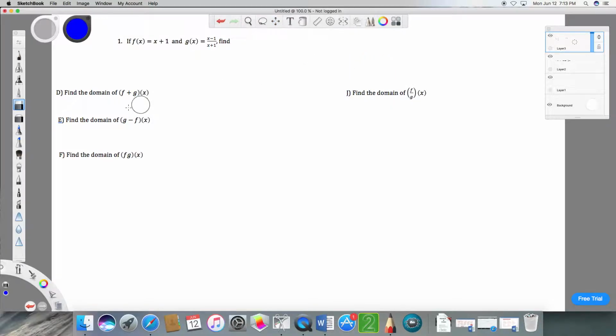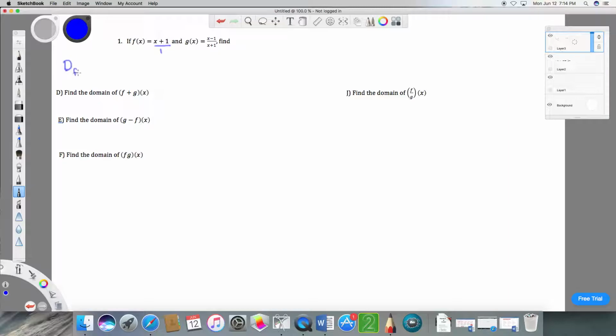Now you may be wondering why I grouped all of these together right here, and that's because even though they had different expressions, f plus g, g minus f, and f times g, the domain of all three of these are going to be the same, because to find the domain of these, we take the domain of f and we intersect it with the domain of g. So what I'm really going to start is to look at and find the domain of f. That's where I'm going to begin this problem.